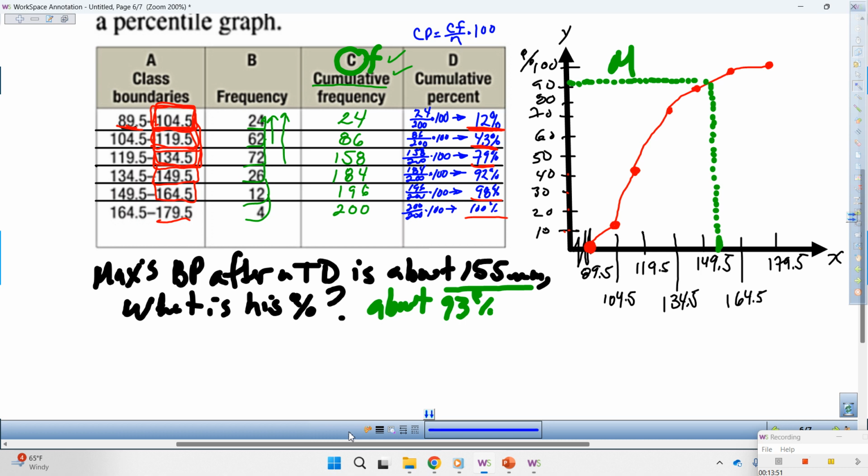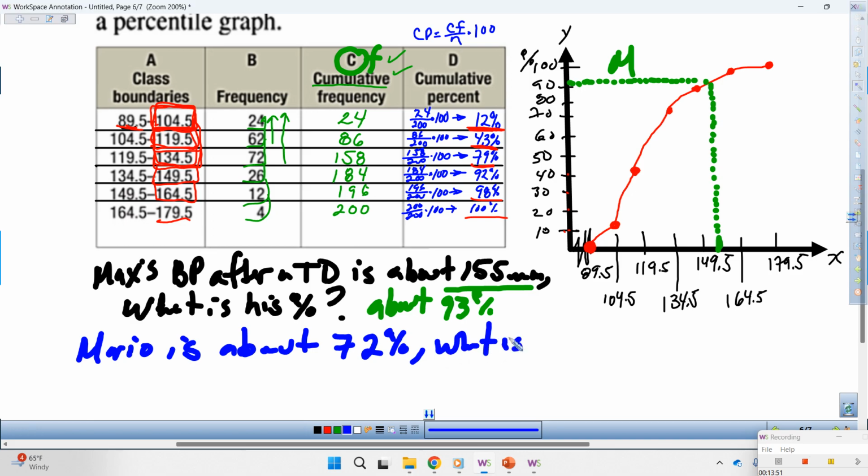However, what if they give you this scenario? Let's say Mario is about 72%. What is his blood pressure? So how do we find that? Talk to your neighbor before I show you. How do we find his blood pressure using that graph?